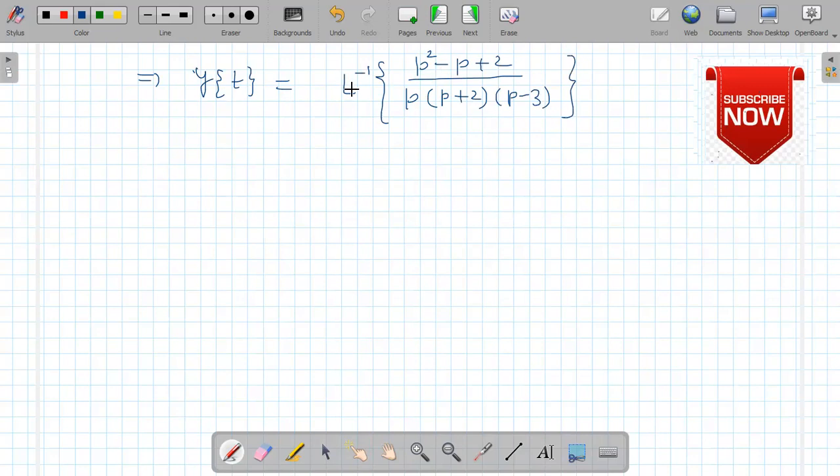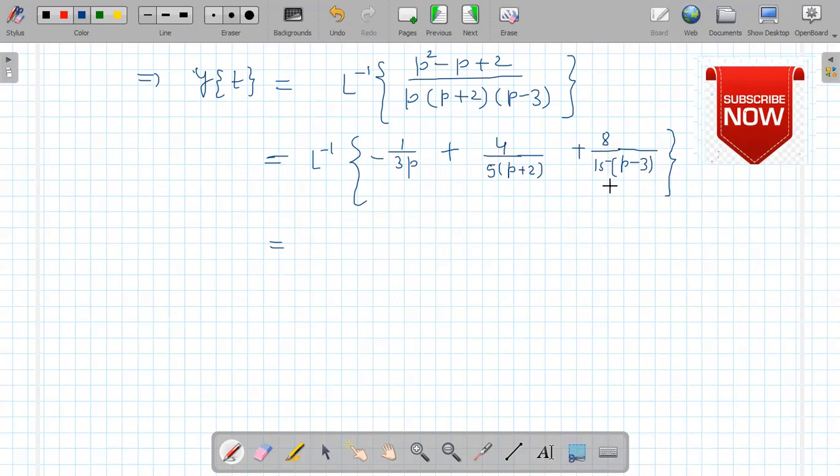We have to do the partial fractions of this expression. So after doing partial fractions, you will have L inverse of, I am writing it here directly, I am not showing you the partial fractions. You can do it very well. 4 upon 5 into (p plus 2) plus 8 divided by 15 into (p minus 3). These are the partial fractions of this function.